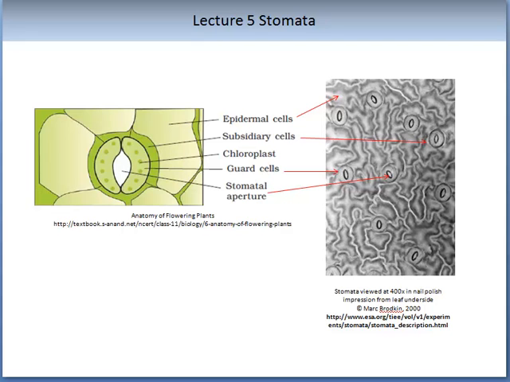Unfortunately, in this kind of image you will not be able to see the chloroplast, but you can see the other structures, including the large epidermal cells. The subsidiary cells are quite small. The guard cells are either side of the stomata aperture. All of these stomata are open, as you can visibly see the aperture.